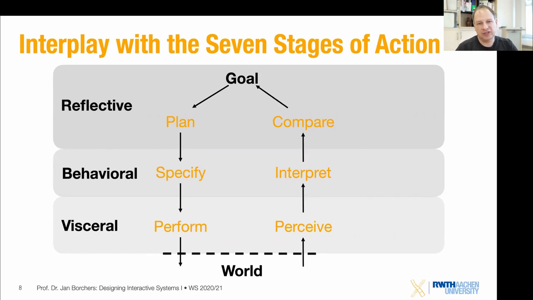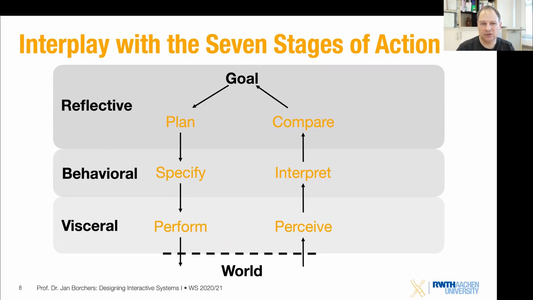Okay, so that's the 7 stages of action and these 3 levels of processing that go with them. Now, let's look at another fundamental distinction that is actually pretty important when you think about how things become more or less usable. And this is going to be another experiment that you guys need to do.